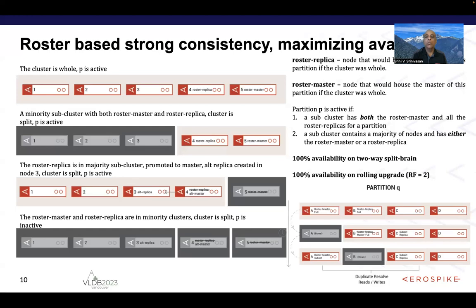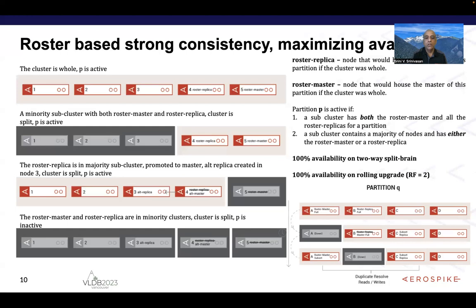Now, these rules are written for a practical purpose. For example, we wanted to make sure that we have 100% availability on a rolling upgrade while maintaining strong consistency, and they ensure that. They also provide 100% availability in case of a 2-way split brain. So all of this, I think, is really important practically, for running these systems.